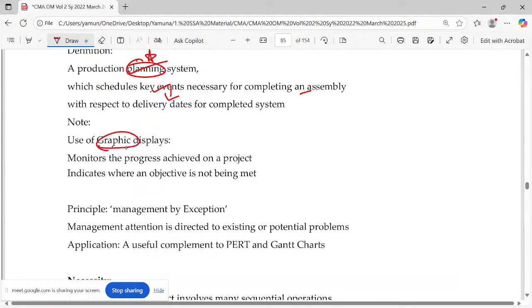So here what we do is we go for graphic displays. They computerize it, so how much time we have to stay at this workstation, what has to be done for the next workstation, which work has to be carried on, everything will be done.